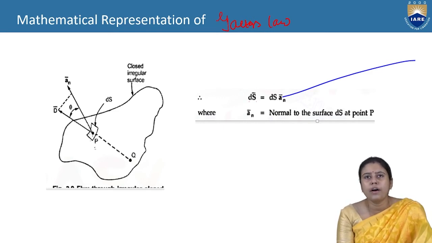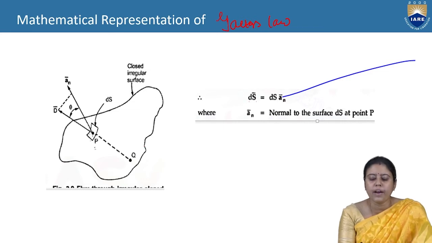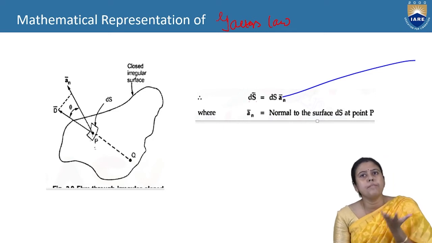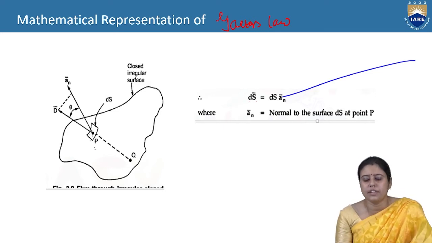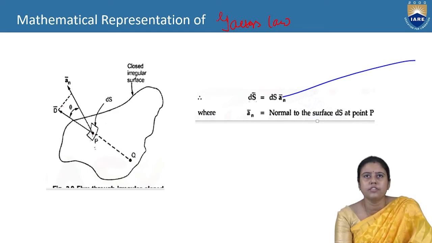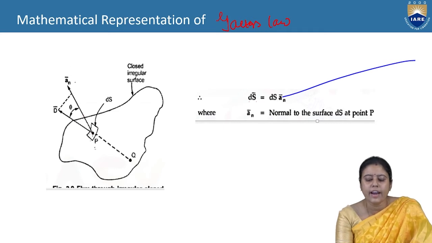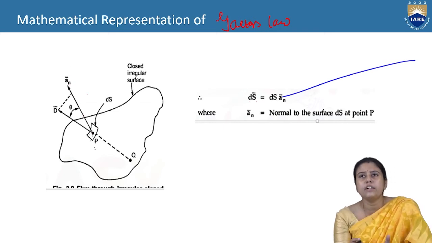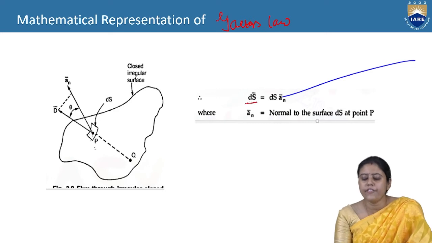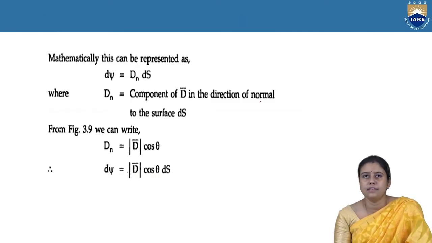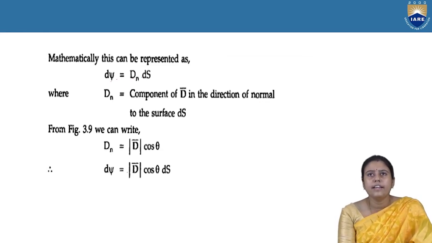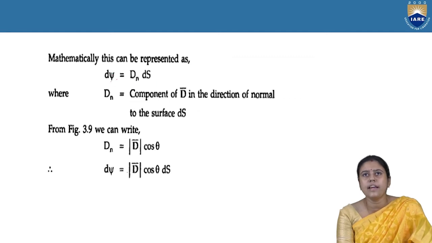According to the mathematical representation of the Gauss law, if an amount of charge Q is enclosed by a surface, the surface may be of any geometrical shape, or without any geometrical shape, there are some lines of force D, and the direction is normal to the surface. So we take the surface as ds. Now what is d psi? D psi is equal to D dot ds.